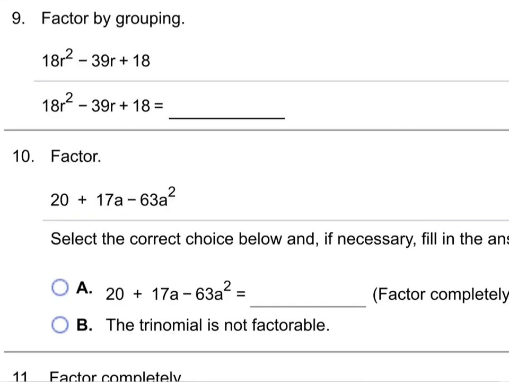All right, we got 25 minutes. All right, let's do number 9 first. In that first step, take out a 3. And that leaves 6r squared minus 13r plus 6. Everybody good to there? Remember, first step is GCF. Take out what's in common. Always got to do that first.